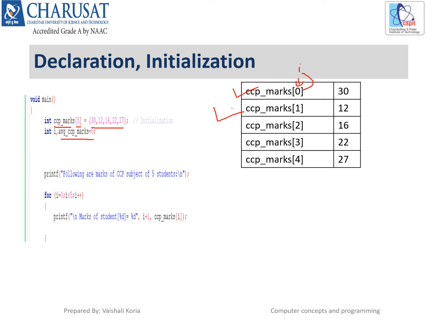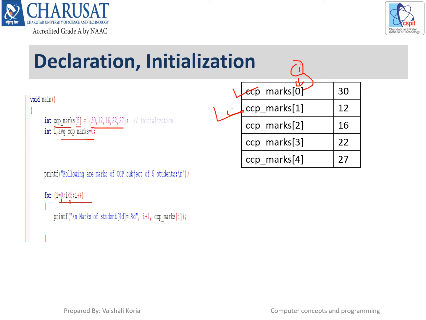Now in the second iteration you can increment the value of I, so it would be 1, and you can access the second element of the array. Using this concept you can use the for loop, where I would execute from the value of 0 to 4. Less than 5 means it will execute up to 4.